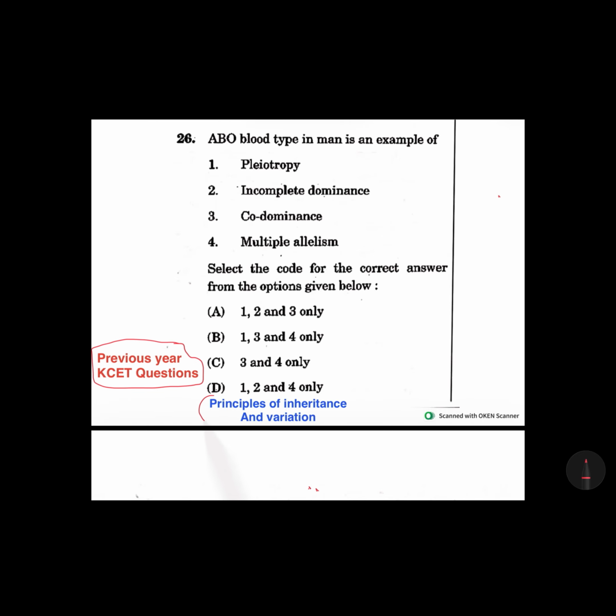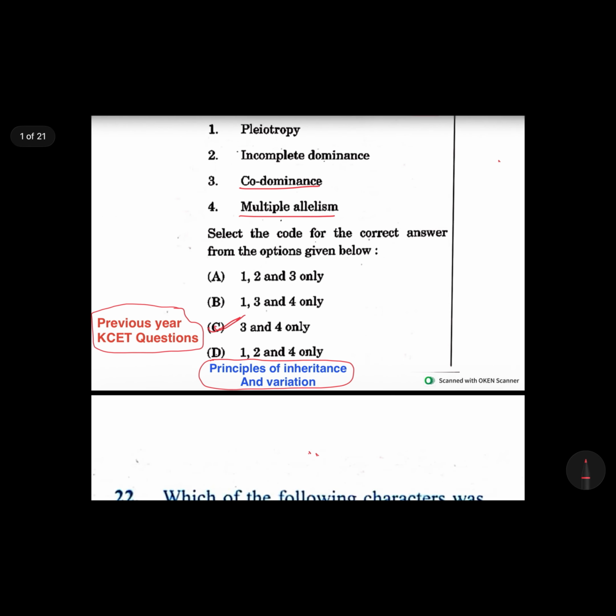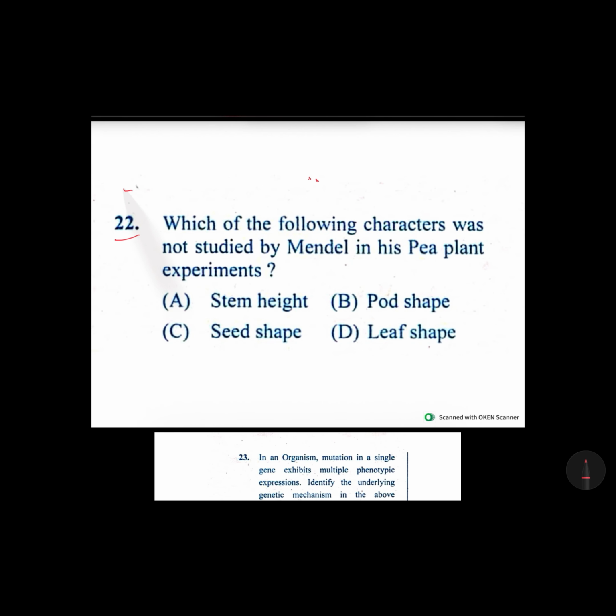Previous year KCET questions from the chapter Principles of Inheritance and Variation. Here are some of the questions. First one: ABO blood type in man is an example of. So it is an example of codominance and multiple allelism. Hence 3 and 4 is right. C is right.